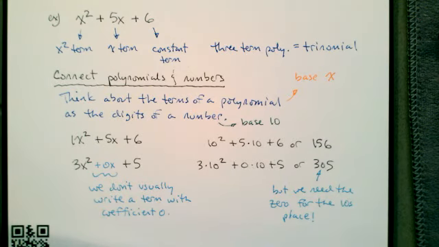I want you to think about the terms of a polynomial as the digits of a number. That's how we take all the things that we know about arithmetic and apply them to algebra, by looking at polynomials and thinking about the digits of a number. Any questions? All right.